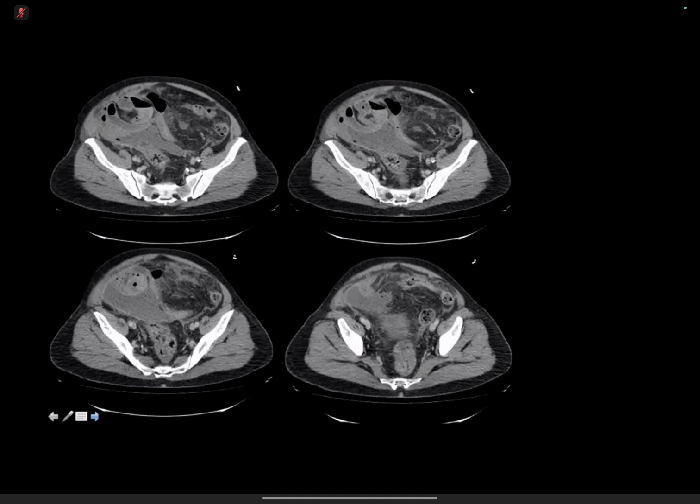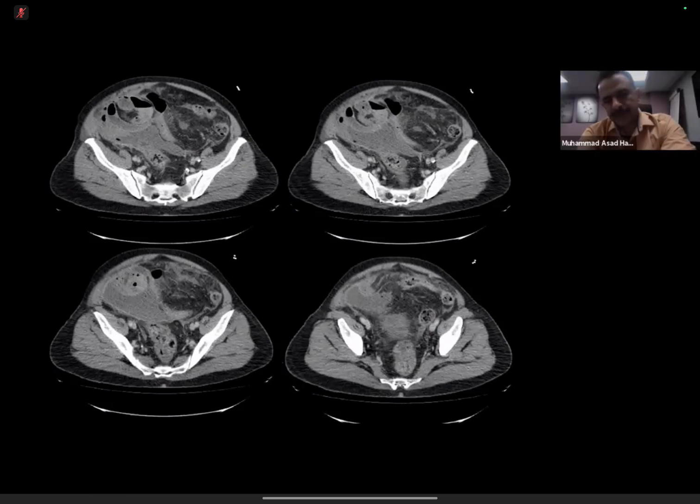However, there are a few small tiny locules of gas within the collection, for example on the top left side of the screen. So these are in keeping with the pericecal or pericolonic collection, likely infective. Right. Okay, so you described the findings very well. There is a lot of stranding. There is obviously some fluid. You have described the air. It's likely to be infective. This was a perforated diverticular abscess.